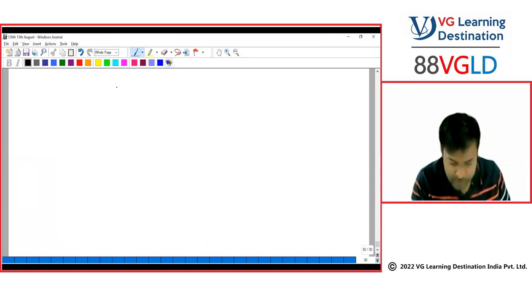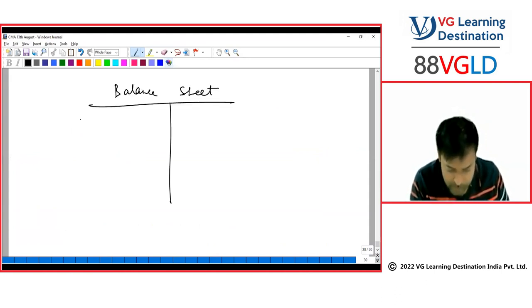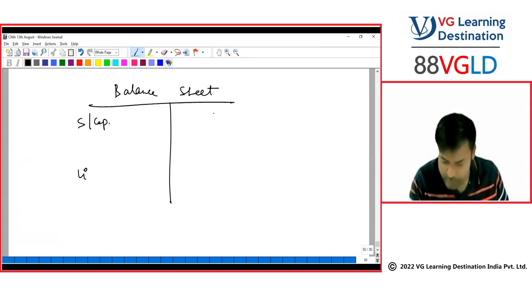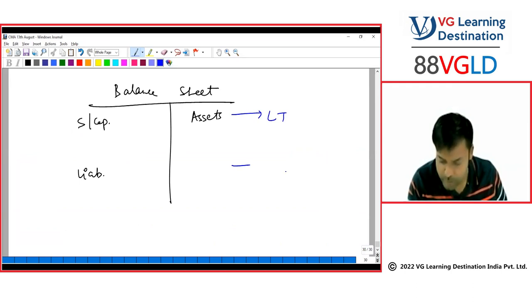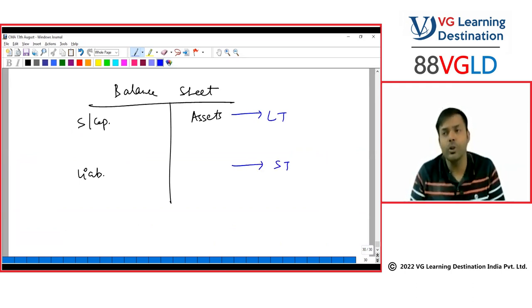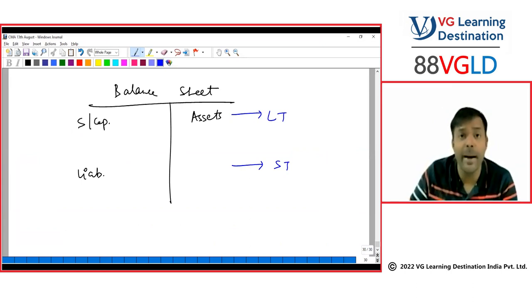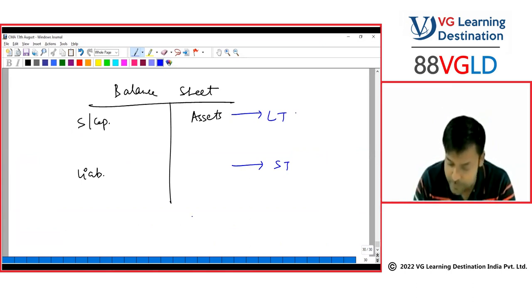In the balance sheet, everyone, what comes? In the balance sheet comes share capital and the liabilities. Here comes assets. Assets could be long term, it could be short term. Long term means anything which you are expecting to give you the benefit for more than how many months? How many months is it going to give you the benefit? 12 months, right? 12 months.